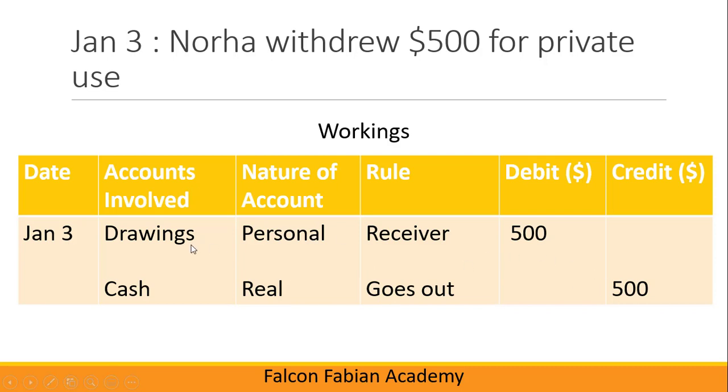I'll do one more time. The two accounts involved are drawings and cash. Drawings is account of a person. So therefore, the rule for personal account is going to be applied. And the rule is debit the receiver, credit the giver. The owner is getting money from the business. Therefore, drawings account needs to be debited. Cash is a real account. And the rule for real account is debit what comes in and credit what goes out. Cash is going out of the business. Therefore, 500 needs to be credited in the cash account.